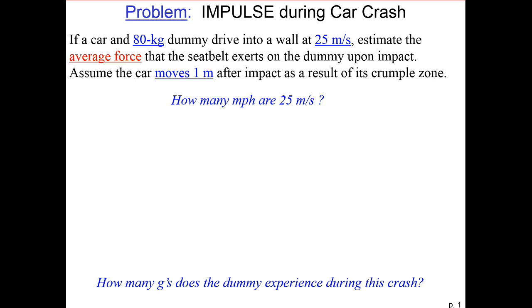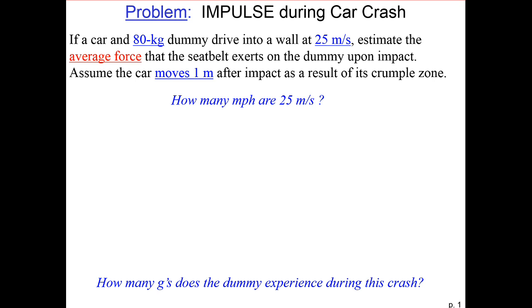Alright, so our first example has to do with crash testing a car. We have a car and an 80 kilogram dummy that drives into a wall at 25 meters per second. And we want to estimate the average force that the seatbelt exerts on the dummy upon this impact. We want to assume that the car moves 1 meter after impact as a result of its crumple zone. So we want to find the average force acting on the dummy.